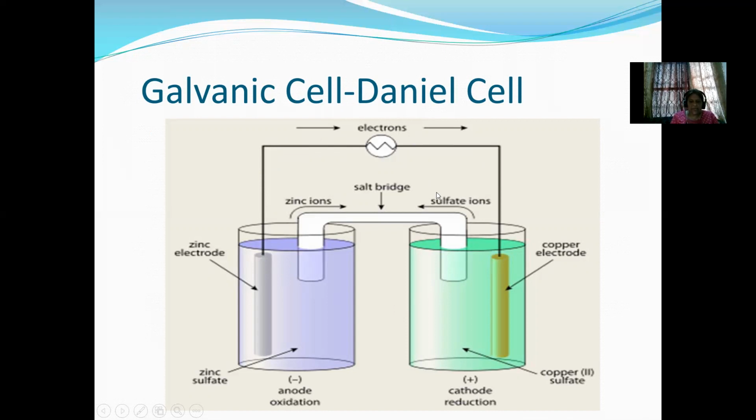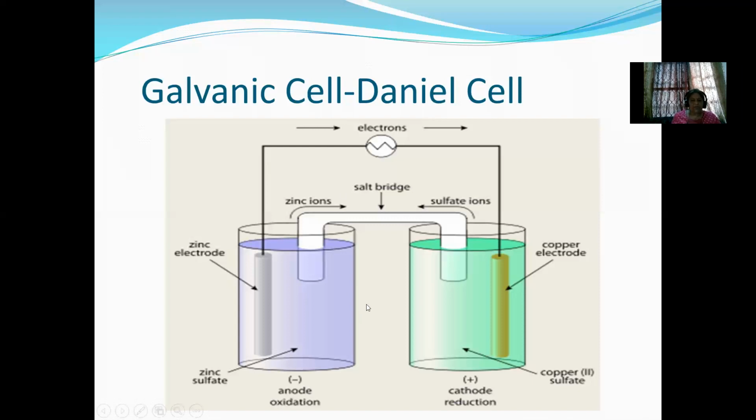And here I have taken the example of a Daniell cell. In the Daniell cell, the zinc electrode is taken at the anode and the copper electrode is taken at the cathode, and the anode is negative, copper is positive. You remember this. In a galvanic cell, anode is the negative terminal and cathode is the positive terminal.